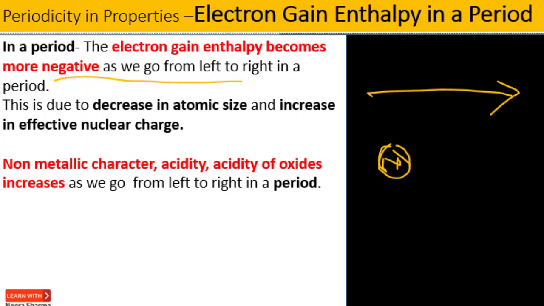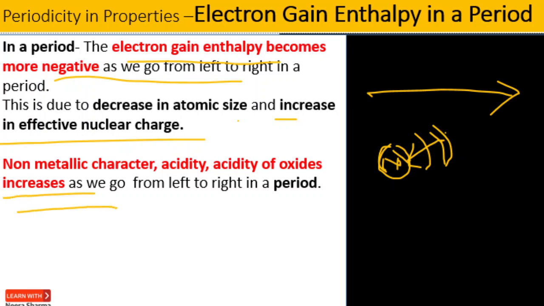We have the nucleus. If we take the second period, the size is decreasing. So we are adding an electron to a shell which is closer to the nucleus, so more energy is released, more negative. Electron gain enthalpy becomes more negative as we go from left to right in a period. The decrease in atomic size and increase in effective nuclear charge are the reasons why it is so. As we go across, the non-metallic character, acidity and acidity of oxide increases.